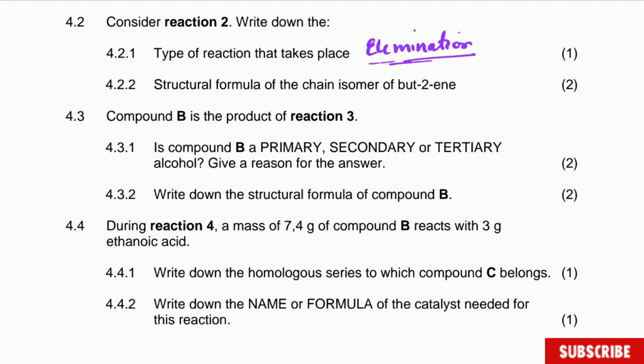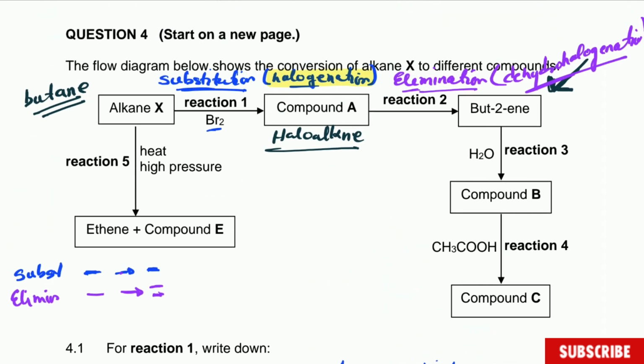Question 4.3. Compound B is produced in reaction 3. So let's look at reaction 3. Now in reaction 3, you are adding water to an alkene. That one is addition. And because you are adding water, it is hydration. It's going to be quite simple here, guys. Hydration is the type of addition that you have there.